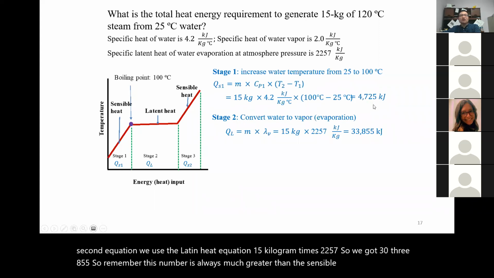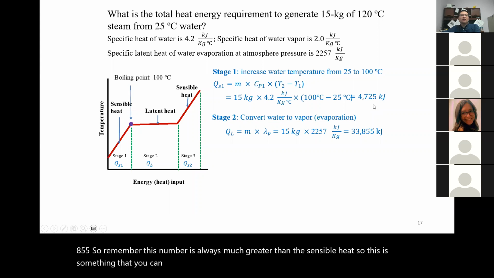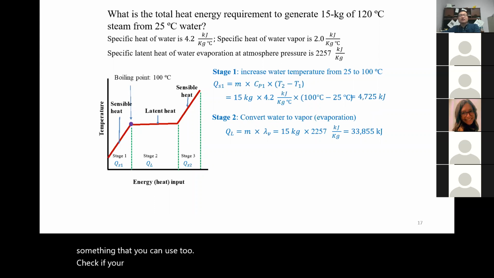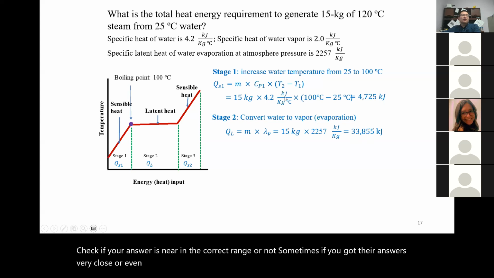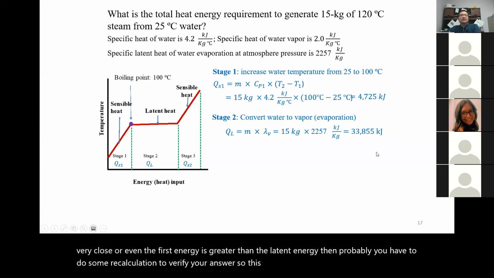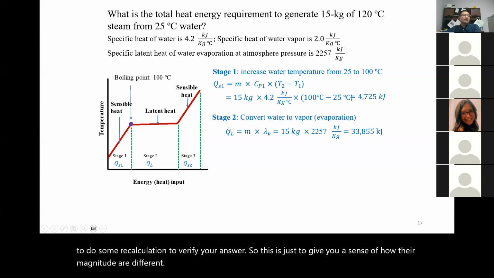So this is something that you can use to check if your answer is near the correct range or not. Sometimes if you get answers very close, or even the first energy is greater than the latent energy, then probably you have to do some recalculation to verify your answer. So this is just to give you a sense of how their magnitudes are different. So that's stage 2, right?